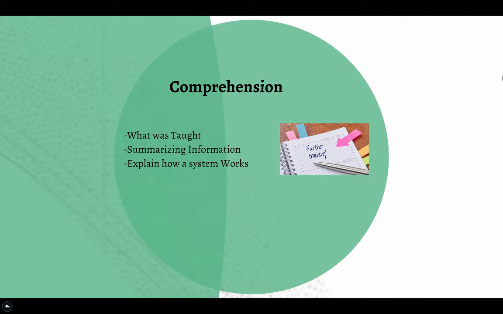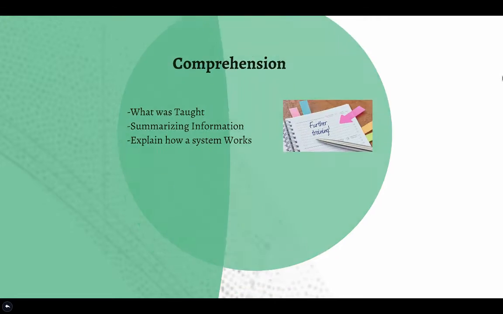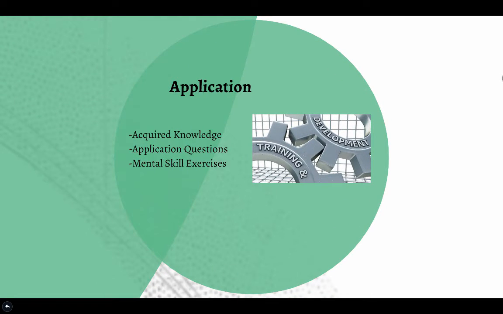Comprehension is understanding what was taught rather than simply memorizing the words. It can be demonstrated by interpreting, explaining, translating, or summarizing information. Comprehension requires students to paraphrase the material presented in the item rather than taking it word for word from the lesson. Asking a student to explain how a computer system works is an example of a comprehension test item. Application involves the ability to use acquired knowledge in a job-related situation. Application questions require students to demonstrate knowledge through mental skill exercises such as answering a mock customer service call.